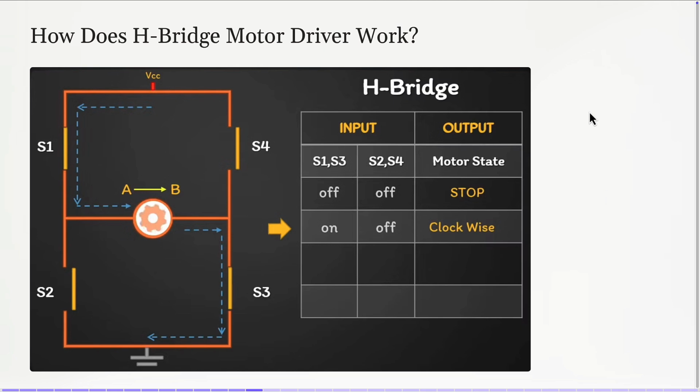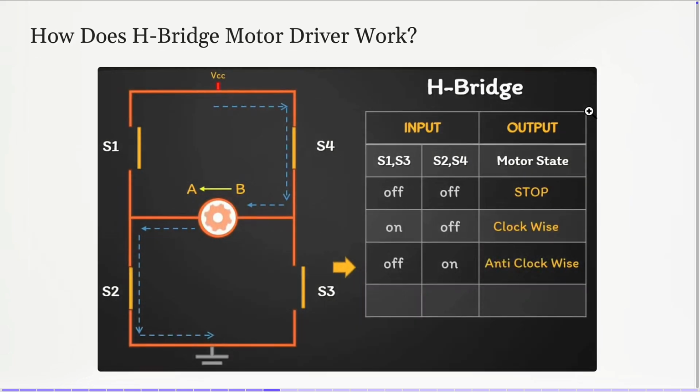Because the current movement comes from this path. Okay, this is how it's going to flow. Now, if we do the opposite, we have off and on. So the motor is going to rotate in the counterclockwise. Okay, so if S1 and S3 are on, it's clockwise. And if it is the opposite, it's counterclockwise.